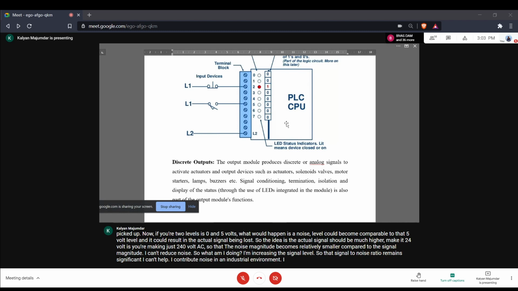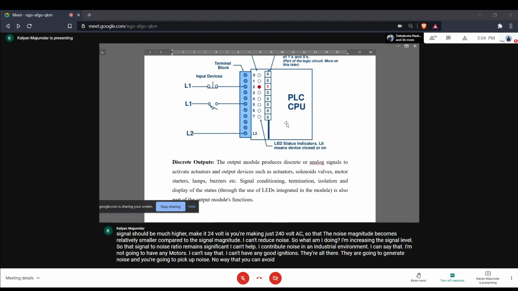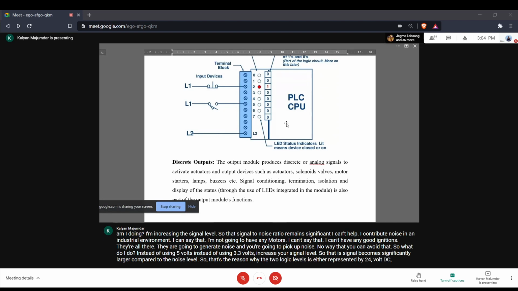I can't reduce noise in an industrial environment. I can't say that I'm not going to have any motors. I can't say that I can't have any welding machines. They're all there. They are going to generate noise and you're going to pick up noise. No way that you can avoid that. So what do you do? Instead of using 5 volts, instead of using 3.3 volts, increase your signal level so that your signal becomes significantly larger compared to the noise level. So that's the reason why the two logic levels are represented by 24 volt DC or 220 volt AC, which is even higher.